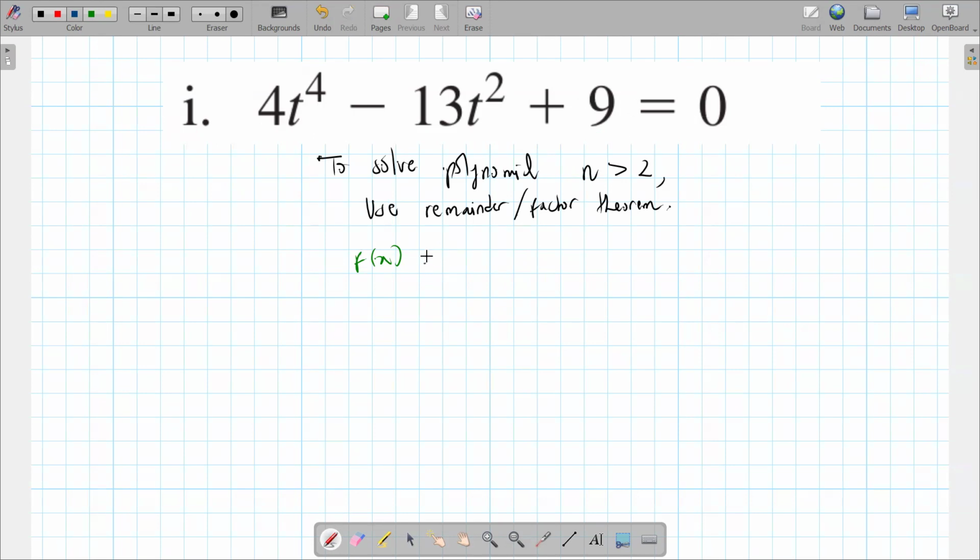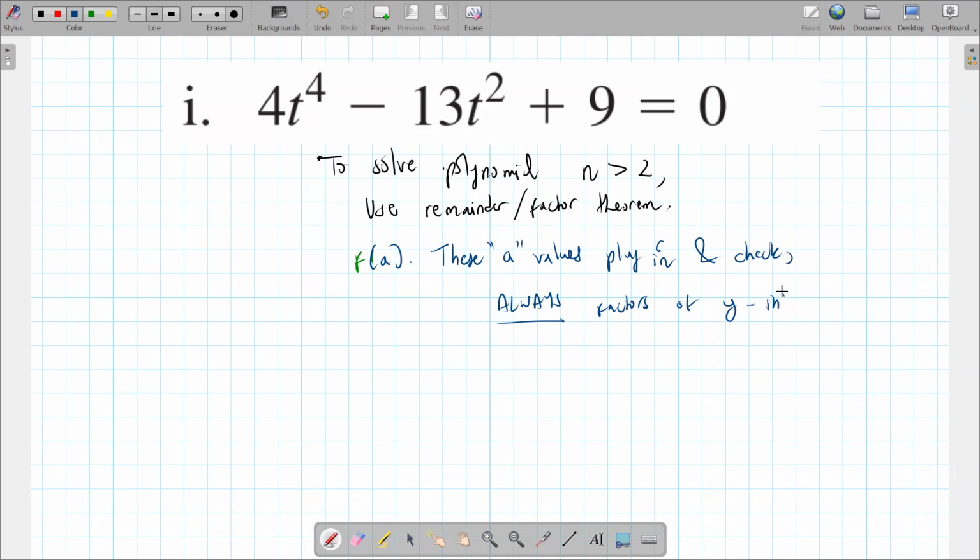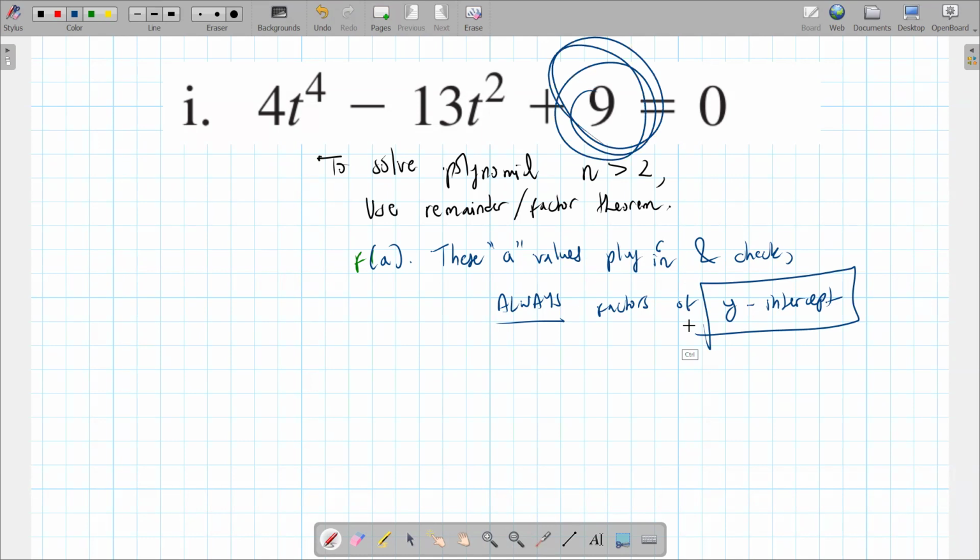And the values of these numbers that you put in, okay, maybe I shouldn't call it f of x. I'm going to call it f of a. These a values that you put in and check, there will always be factors of the y-intercept, which is this constant here. Any polynomial, the number that doesn't have a letter attached is the y-intercept.